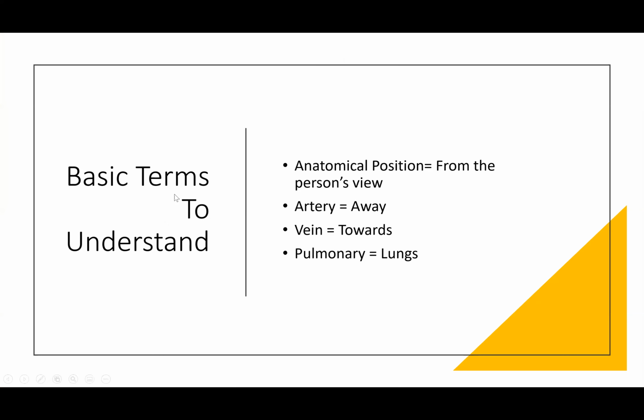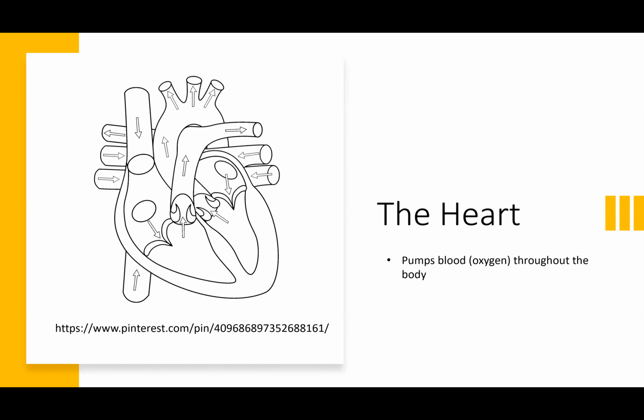Next, we can see blood vessels in your body are divided into things called arteries and veins. In this talk, arteries are the vessels that flow away from the heart, and veins take blood to the heart. And finally, the word pulmonary just means lungs, and that'll definitely come in handy in the next coming slides. So here we can see the heart.